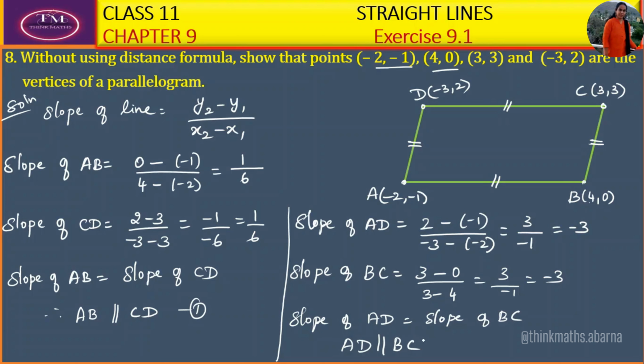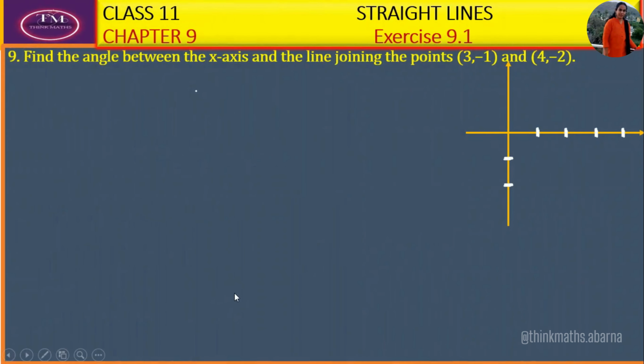So from 1 and 2, ABCD is a parallelogram. Opposite sides are parallel, therefore it is a parallelogram. Clear, children? Yes. So moving on to the ninth one.